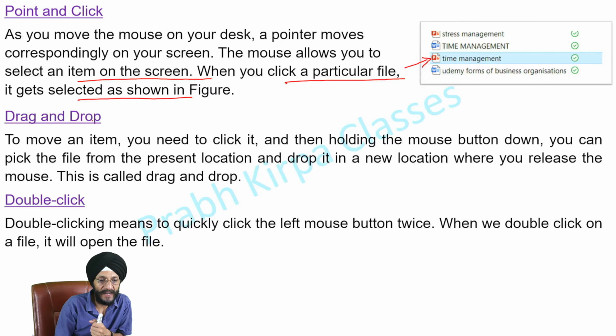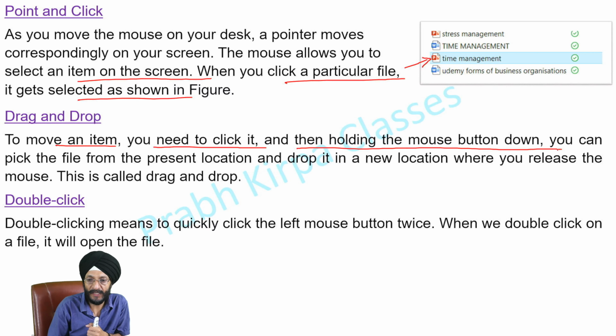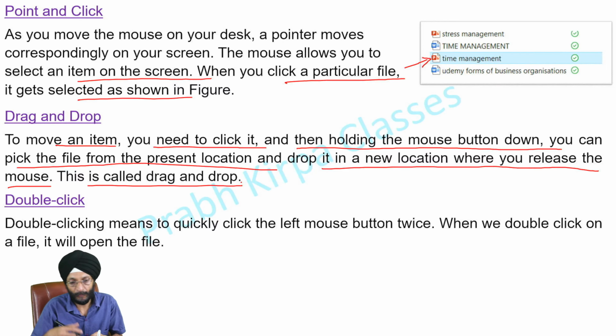Then drag and drop. To move an item, you need to click it, and then holding the mouse button down, you can pick the file from the present location and drop it to a new location when you release the mouse. This is called drag and drop.